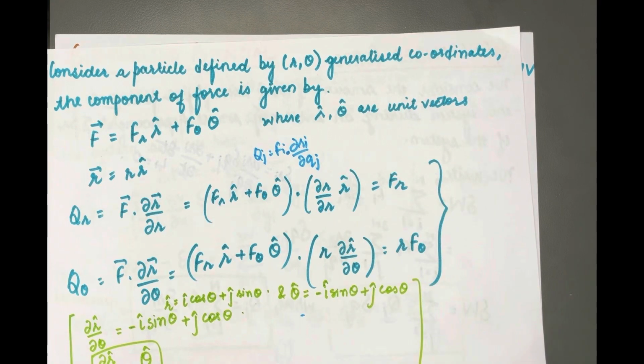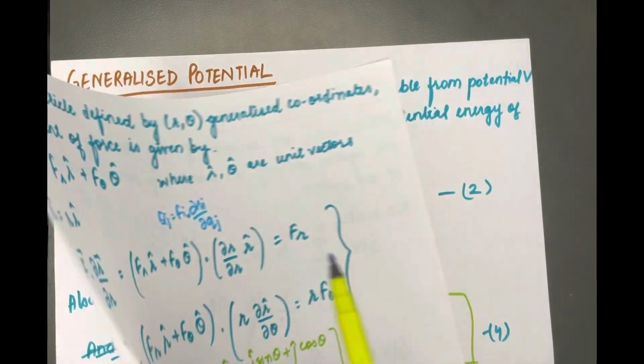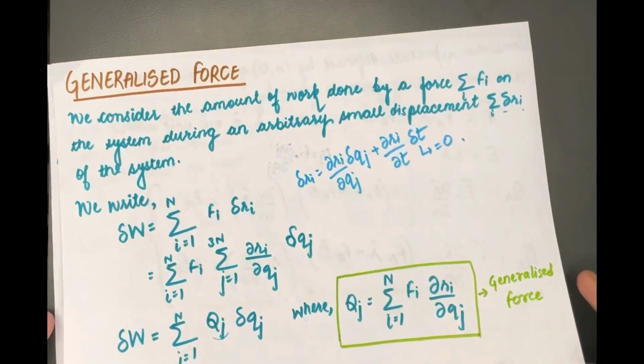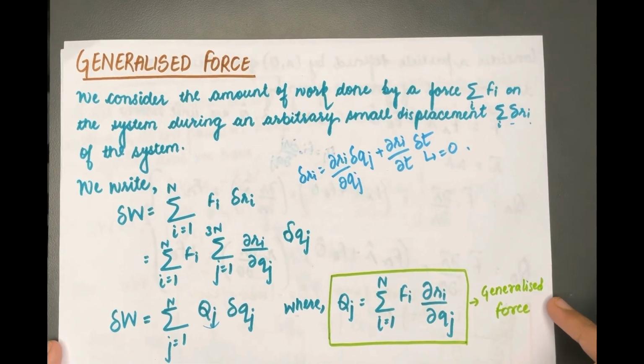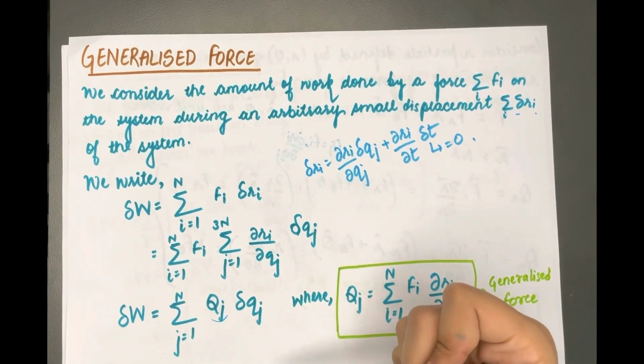Now Qr is the component of force in the r direction and Qθ is the torque acting on the particle to increase θ. Now let's come back to our expression of δW. δW is equal to Σ (j = 1 to n) Qj δQj.